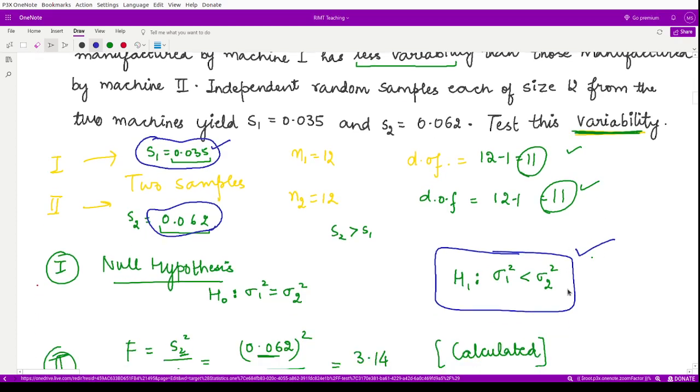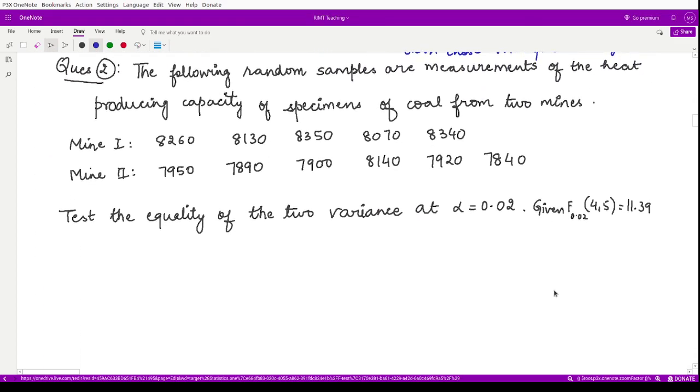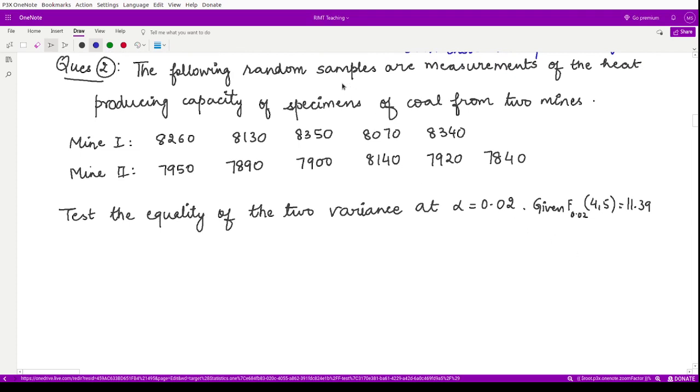Okay, now moving on to the second problem. It says that the following random samples are the measurements of heat producing capacity of specimens of coal from two mines. So these are the samples which you have from two different coal mines, and these are the values of heat producing capacity. So we are to test the equality of two variances at 2% level of significance.